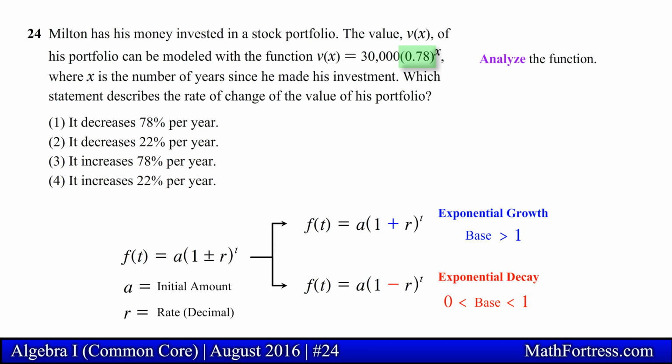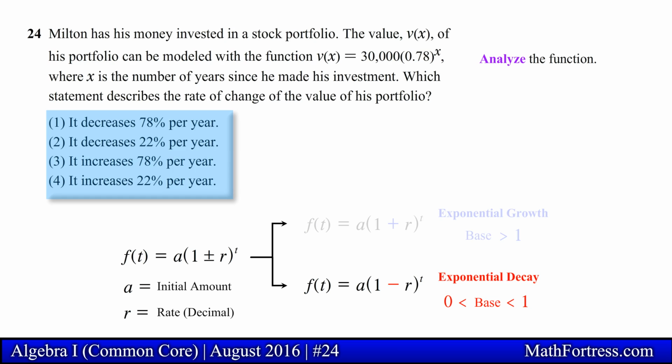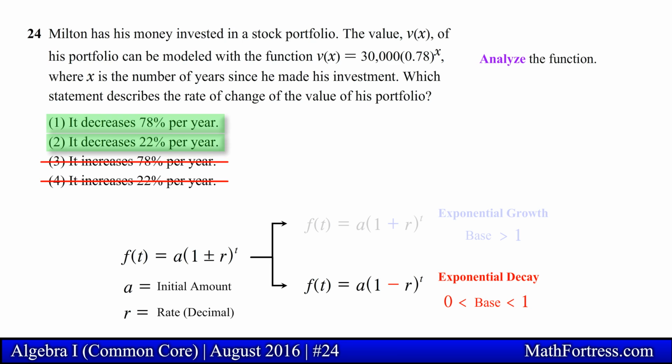The function v of x has a base equal to 0.78, a number between 0 and 1. This means that this function is modeling an exponential decay function. So the initial investment is losing value with time. Looking at the options, we can go ahead and eliminate options 3 and 4, since these options describe an investment that is growing with time. With those options eliminated, we now need to determine if the portfolio is decreasing 78 or 22% per year.